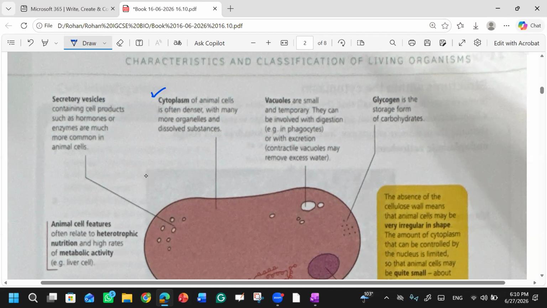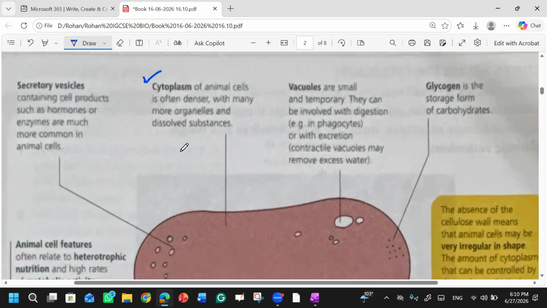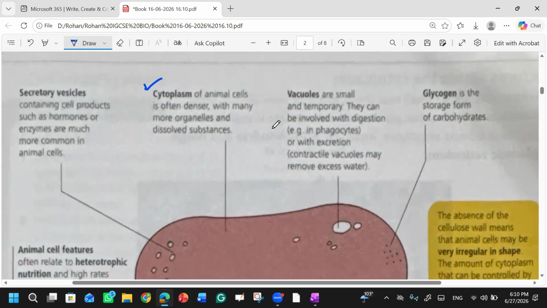Why is it denser? I have a question: why is the cytoplasm of the animal cell denser? Read from here what they have. Cytoplasm of animal cells is often denser with many more organelles dissolved in the substance. What is the reason why it is denser? Because it has a lot of dissolved substances as well as organelles in it. That's why this brown color is cytoplasm, right?